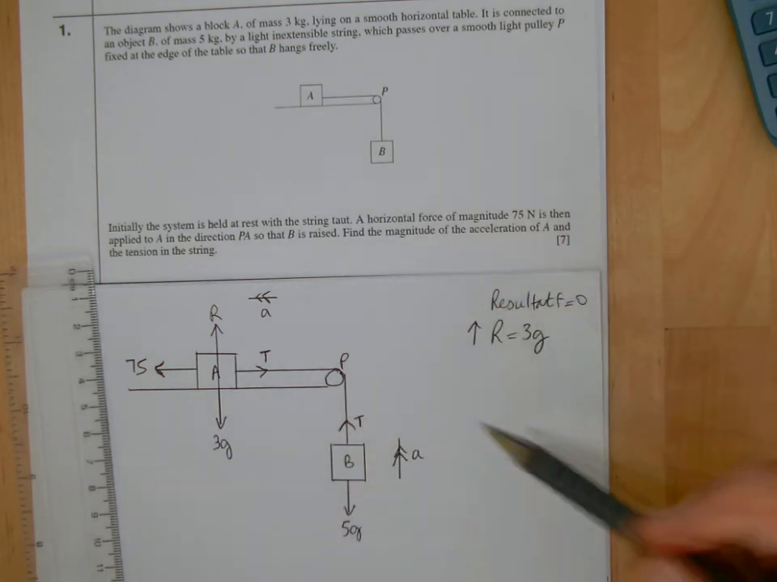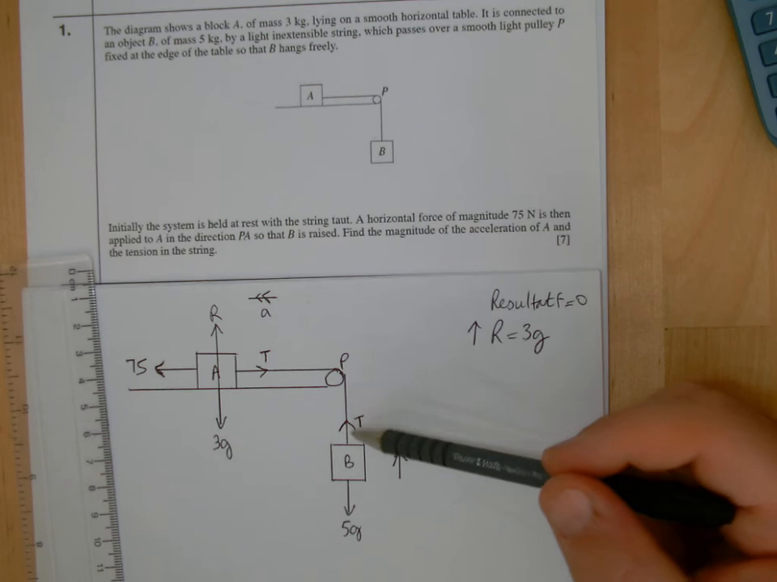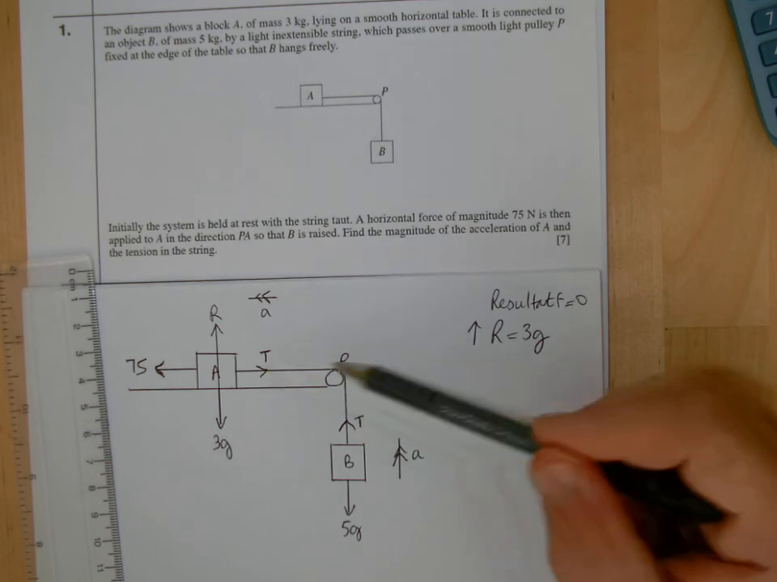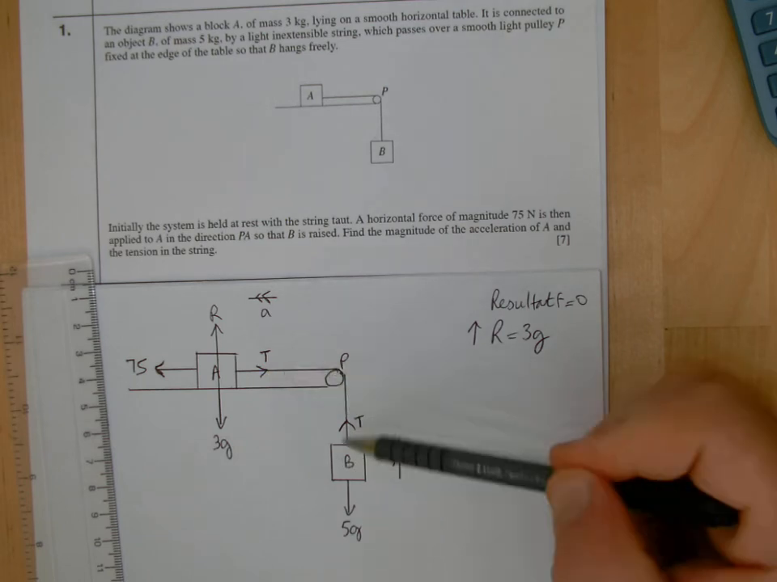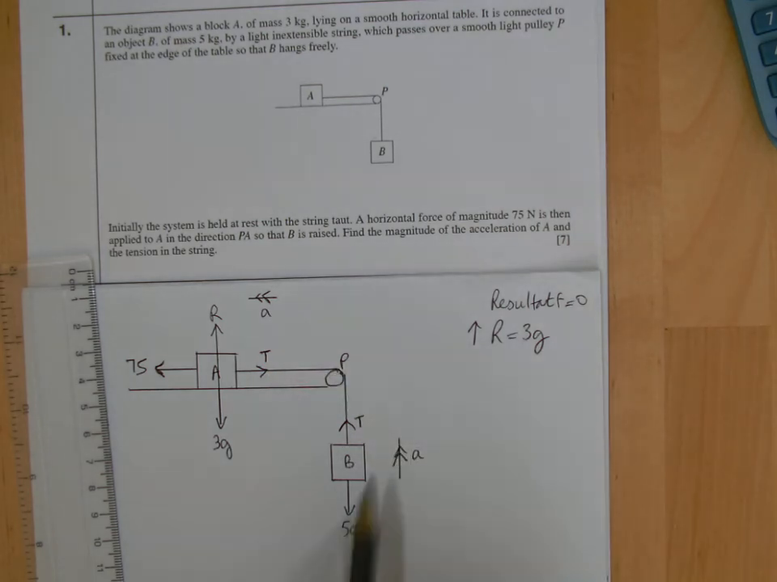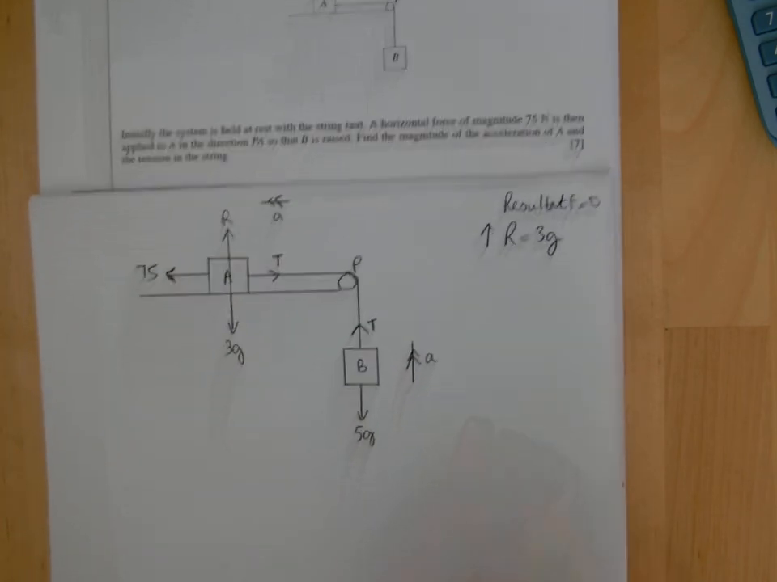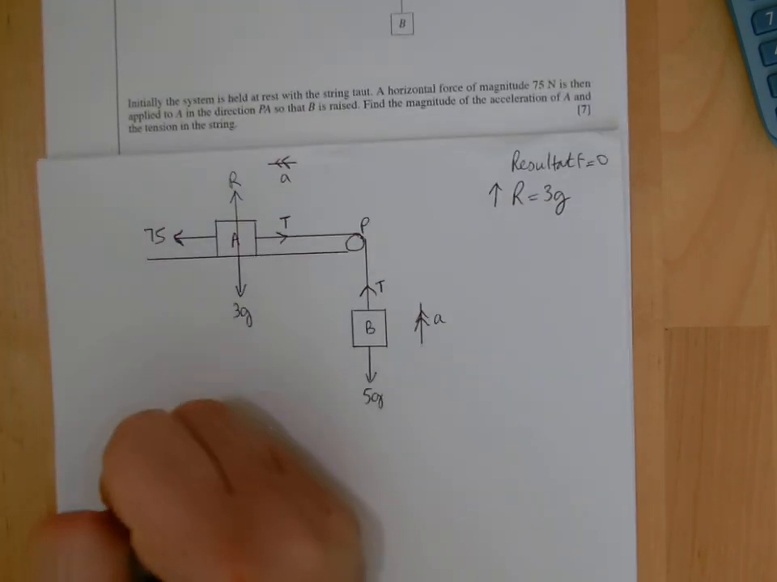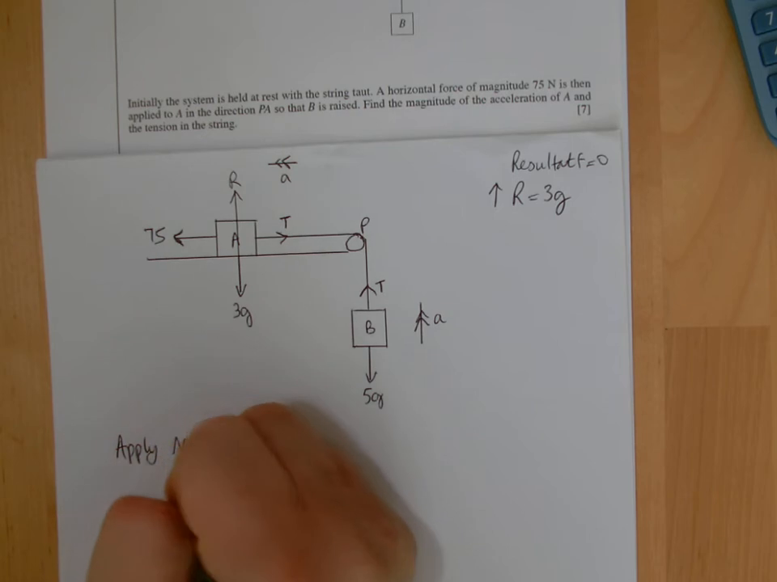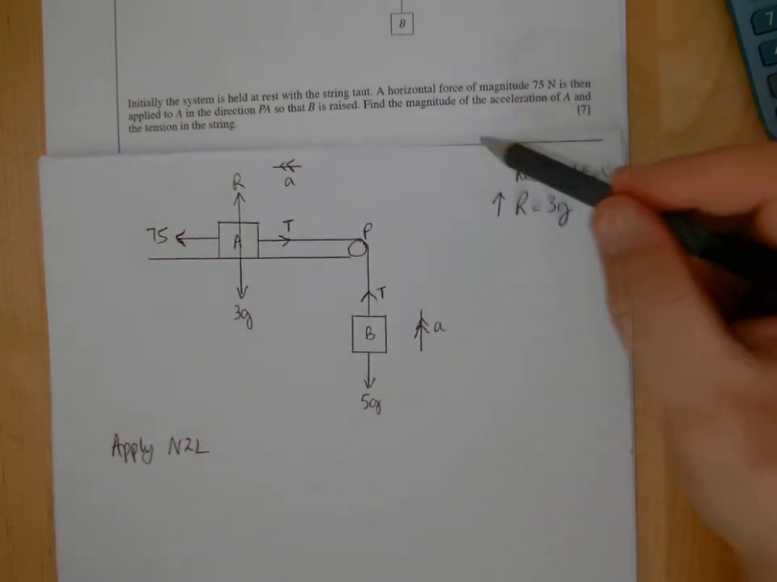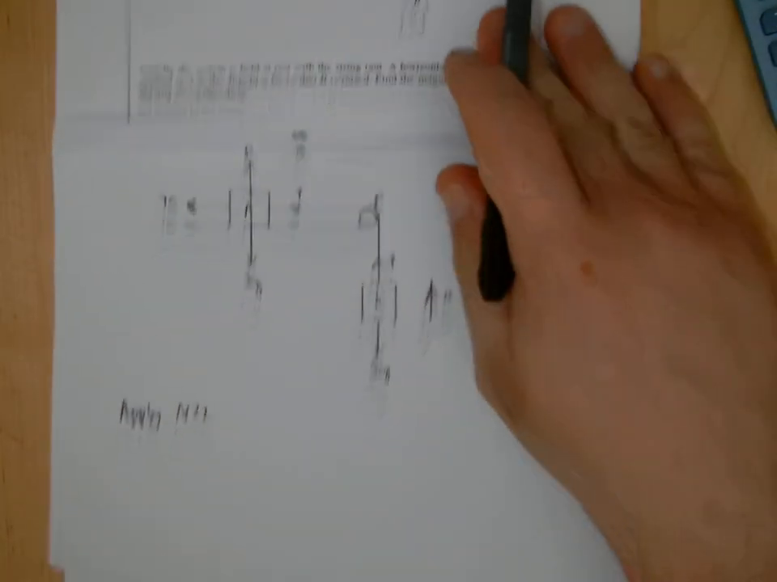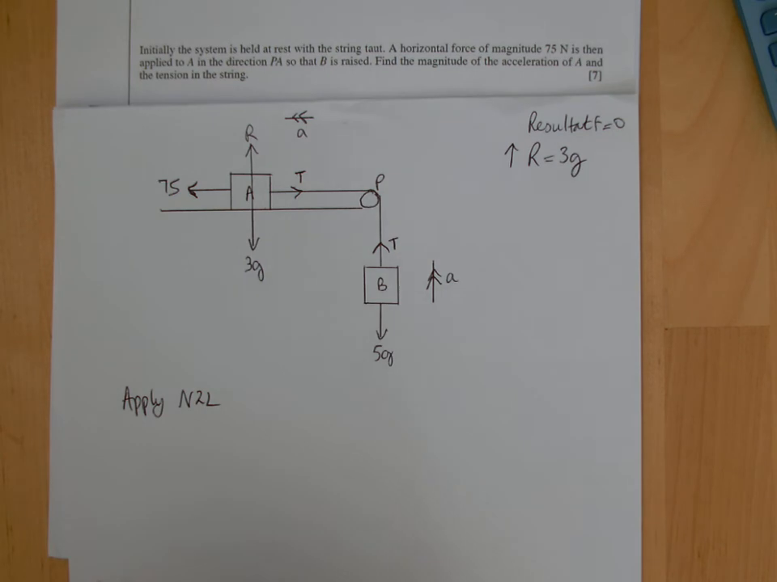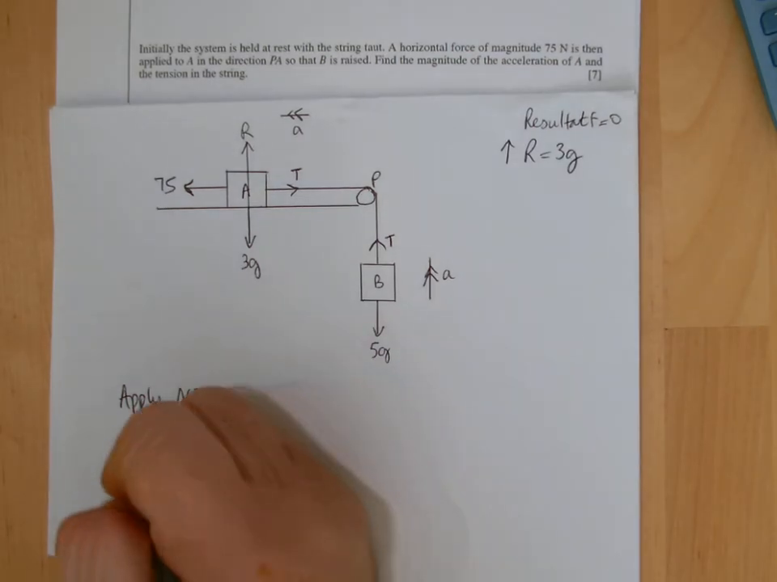And we'll learn later on, we'll come to realize that the tension in the string is the same throughout. Just accept that for now. It's the same throughout, so this T here is the same as this T here. So all you've got to do is apply Newton's second law. And if we do that, we can then work out the acceleration and the tension. So when we apply Newton's second law, if we look at A to start with, right?